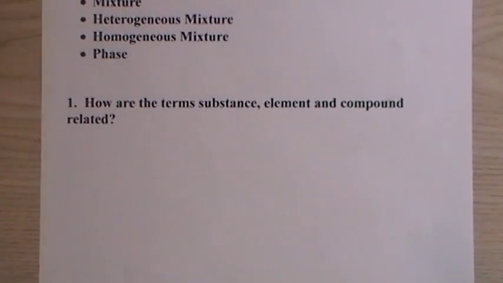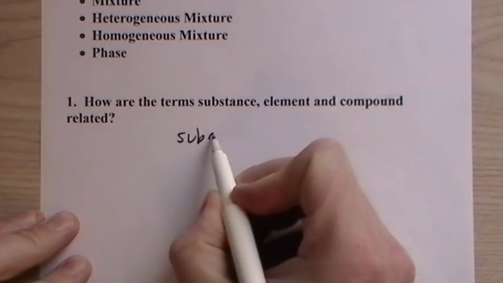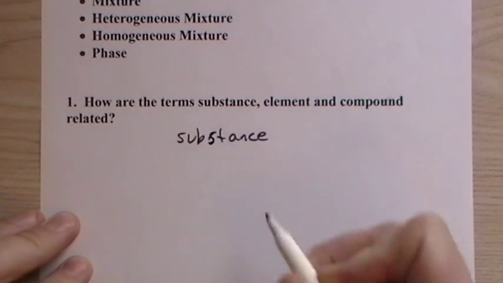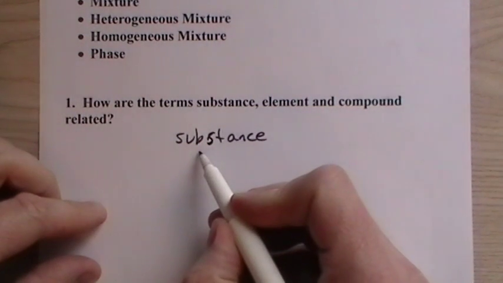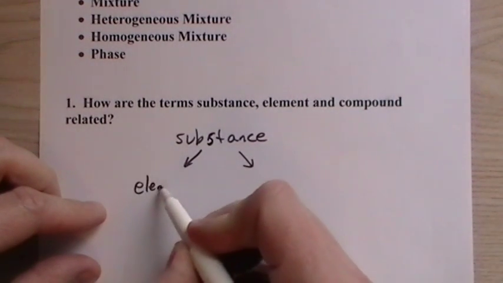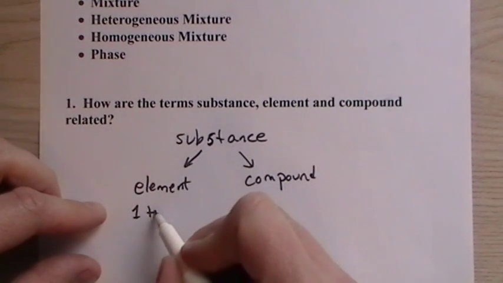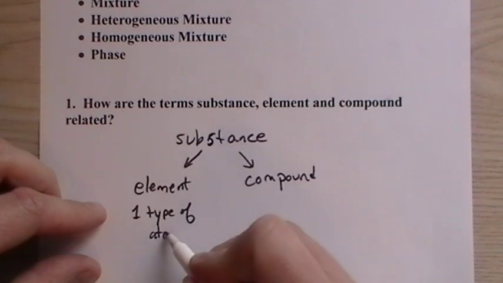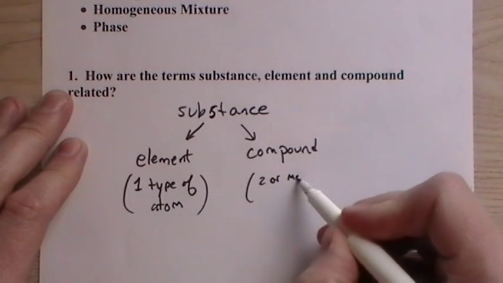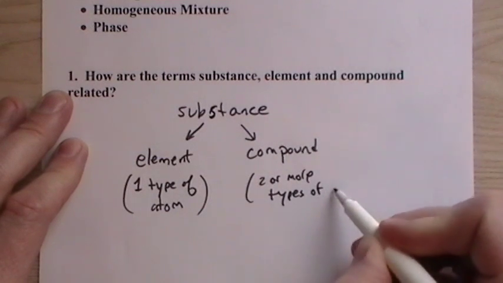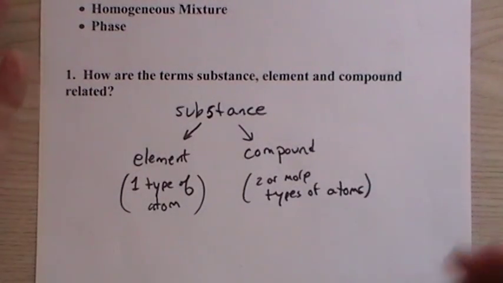So, how are the terms substance, element, and compound related? So, a substance is a kind of matter that cannot be separated into other kinds of matter by a physical process. So that can be either an element or a compound. An element is one type of atom, shown on here. And a compound, two or more types of atoms. So substance is just a way of catching both the element or the compound.